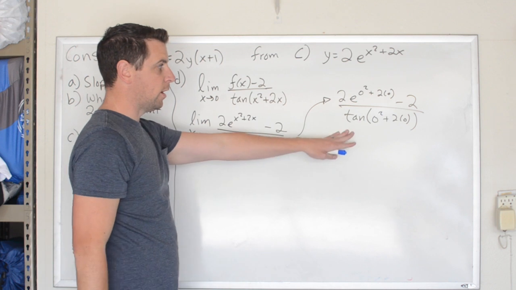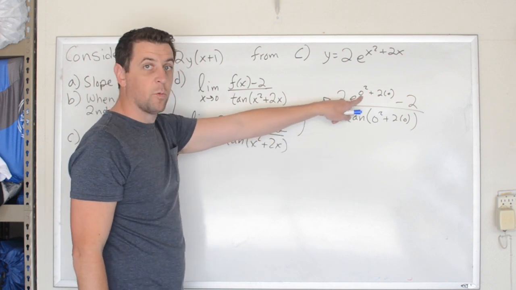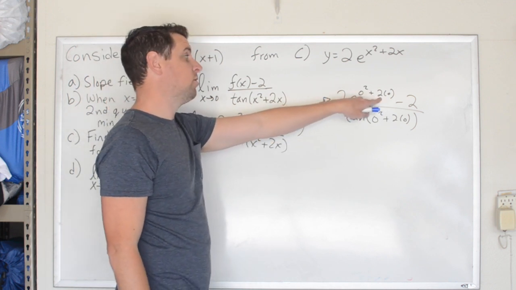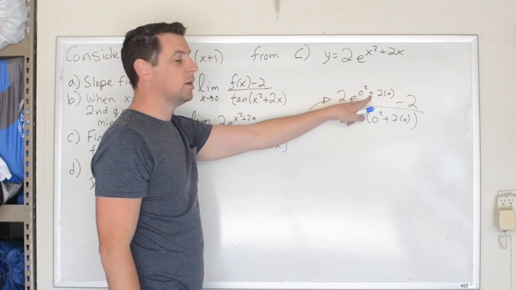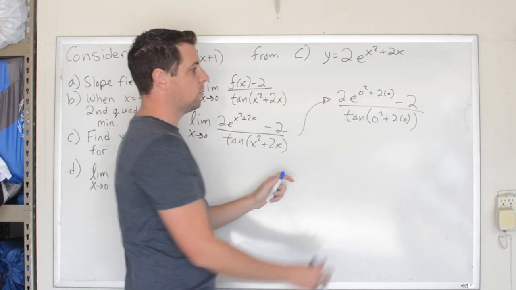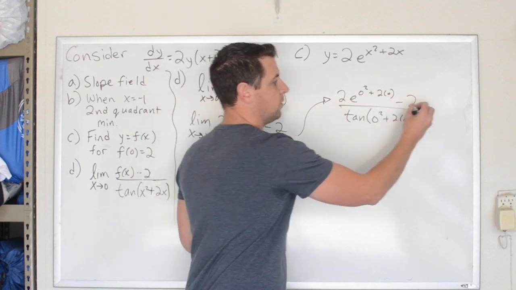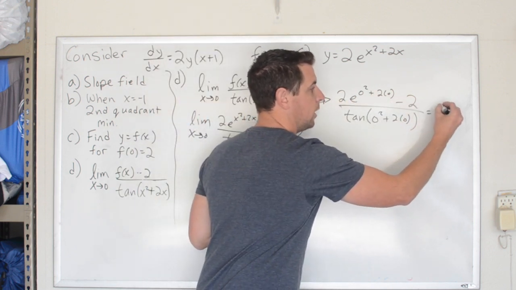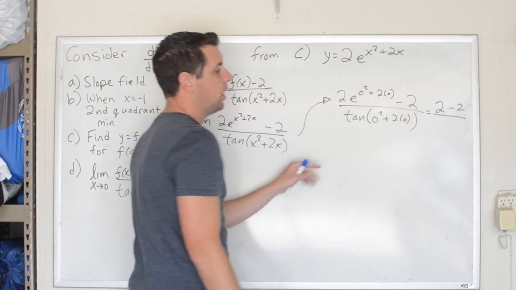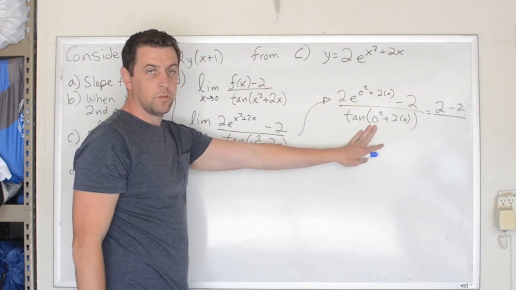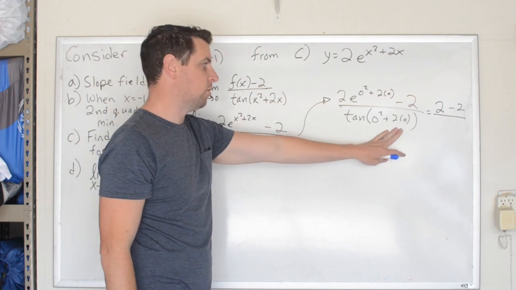So we're putting in the value 0 here. 0 squared is 0, plus 2 times 0 is 0. E raised to the 0 is 1. And so I get 1 times 2, which is 2. So that would give me 2 minus this 2. Divided by, down here, 0 squared is 0, plus 2 times 0 is 0.